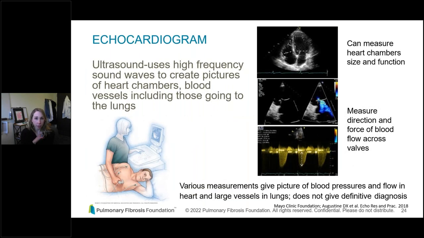Echocardiogram is just an ultrasound probe on your chest, and it uses high-frequency sound waves to create pictures of the heart chambers. So we can measure the different chambers of the heart. We can look at how high pressures are and how blood is moving across different valves of the heart. These measurements give us a picture of blood pressure and flow in the heart and in those large vessels feeding it, but they don't give us a definitive diagnosis of pulmonary hypertension. But we do often use echocardiogram as a first step or a screening test.